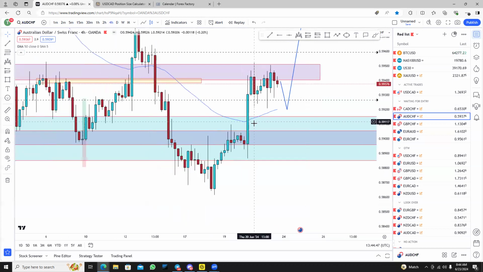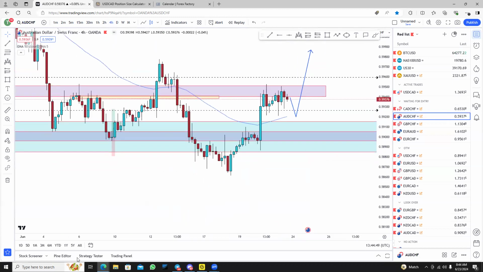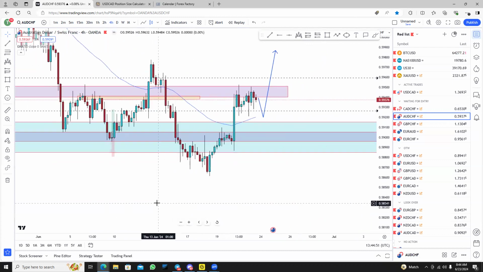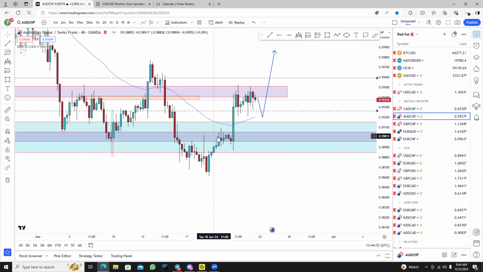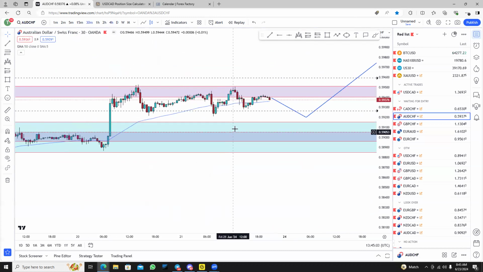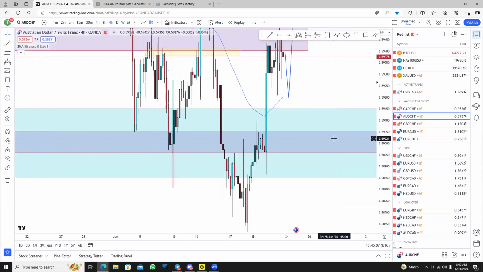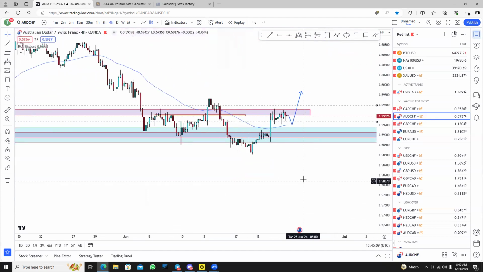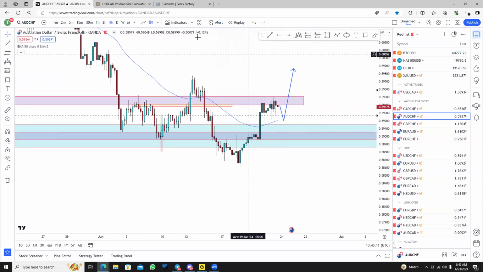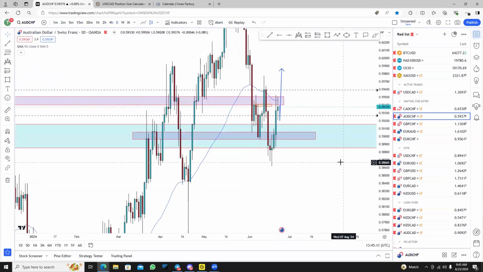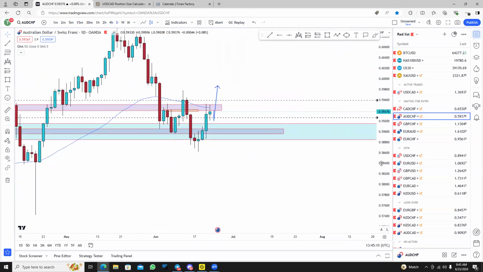So I know this one's a little confusing, but it looks so clear. Quite frankly, 4 hour is used for your entries. Now look at why. Boom, right there. We obviously use our 30 minutes to get our exact entry, but our 4 hour is what sets us up.